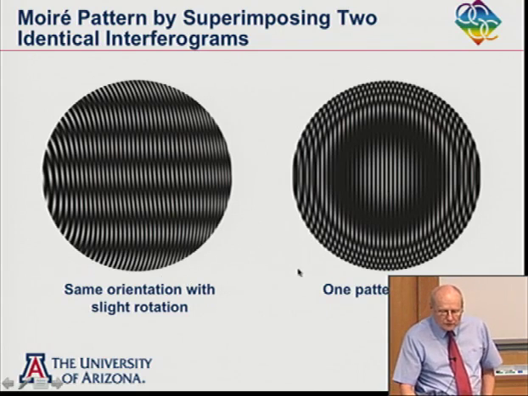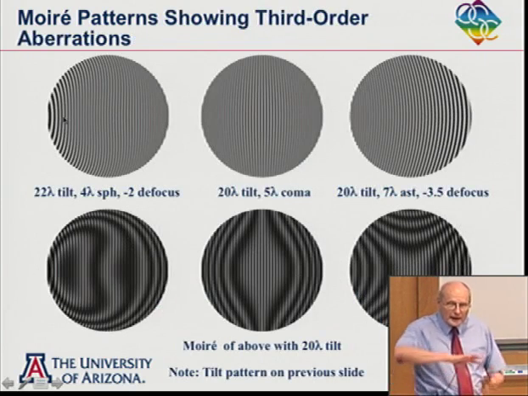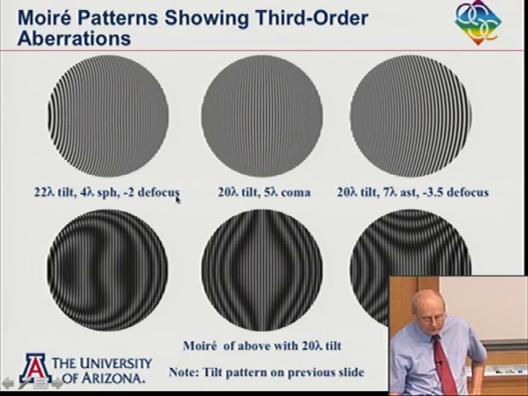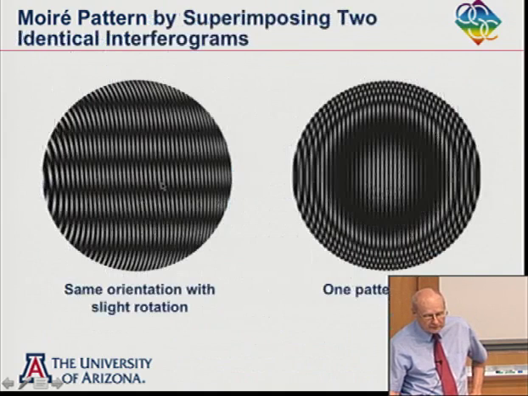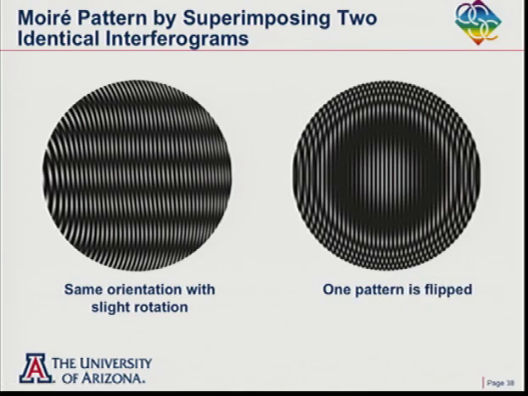Then I take these two, this one and an identical one, and I flip it over. When I'm flipping it over, I'm changing the sign of the spherical, the sign of the defocus, and the sign of the tilt. So what's going to happen here is that the tilt's going to subtract out, and I'm really seeing the difference of the difference. So I'm getting the sum here and getting just the spherical and the defocus. That's kind of neat.